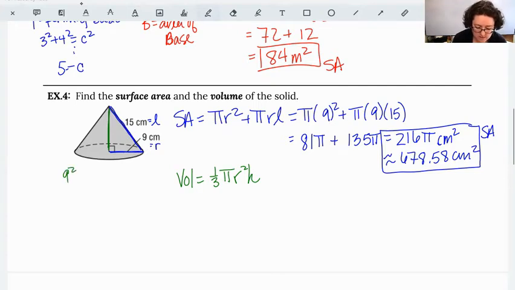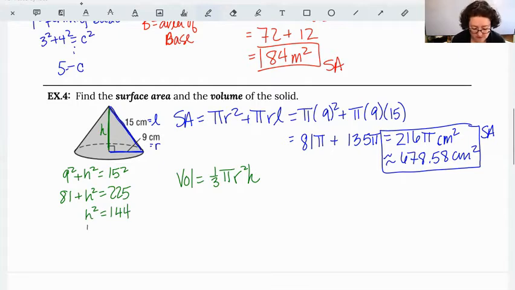So 9 squared, I am going to label that as h. 9 squared plus our h squared equals 15 squared. So simplify that out. 9 squared is 81, 15 squared is 225. Subtract our 81 from both sides, we get a 144, and that's probably starting to look familiar. Our h is 12. This is actually a version of a 3, 4, 5 triangle. All the values are just multiplied times 3. And so now again, we have all the information we need to plug in.